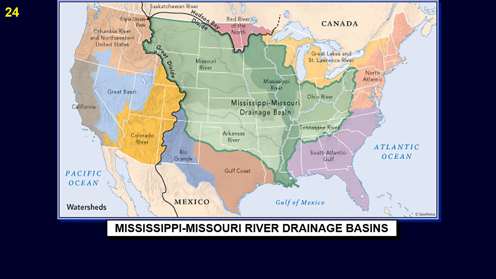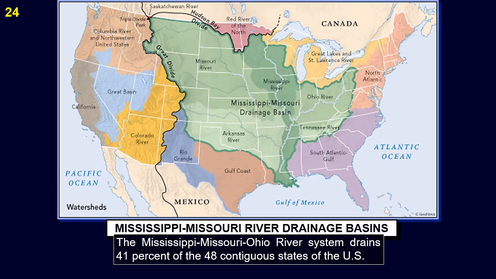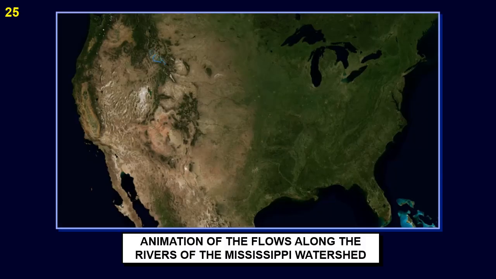The Mississippi-Missouri-Ohio River system drains 41% of the 48 contiguous states of the U.S. This is an animation of the flows along the rivers of the Mississippi watershed.